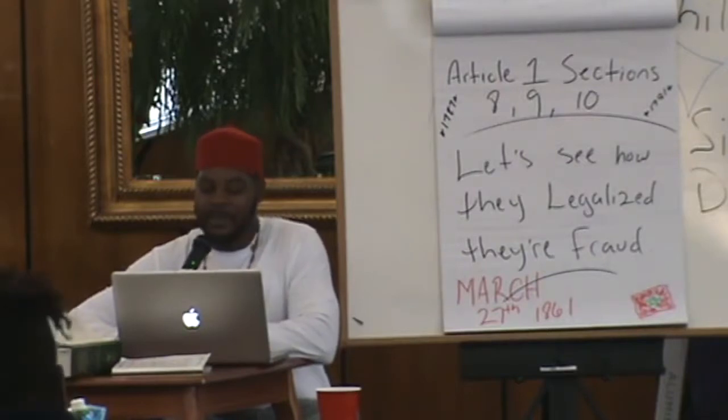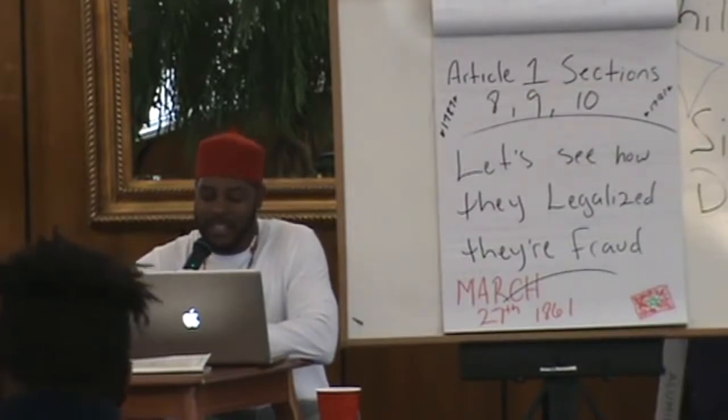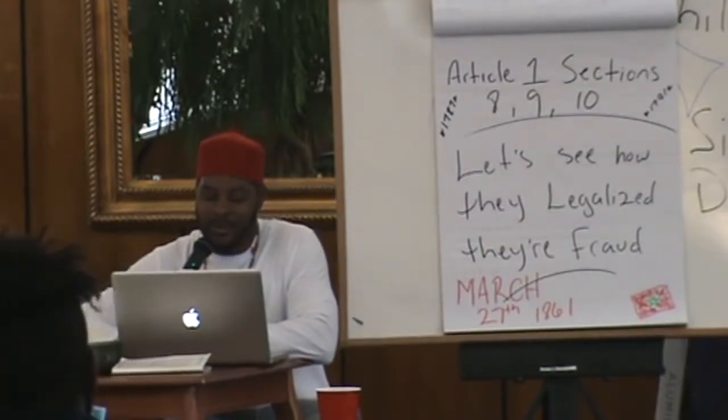When vacancies happen in a representation from any state, the executive authority thereof shall issue writs of election to fill such vacancies. The House of Representatives shall choose their speaker and their other officers, and shall have the sole power of impeachment. Section 3. The Senate of the United States shall be composed of 2 senators from each state, chosen by the legislature thereof, for 6 years, and each senator shall have 1 vote.